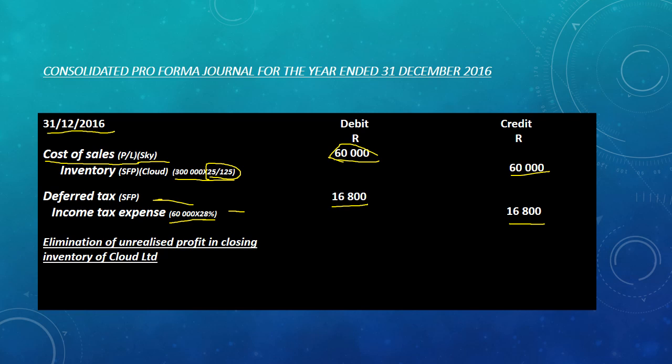Now this process is called the elimination of unrealized profit in the closing inventory of Cloud Ltd. Why is this in the closing inventory of Cloud Ltd? Simply because Cloud Ltd is the company who bought the stock from Sky Ltd at a profit. So the unrealized profit will actually be in the closing inventory of the parent company, since they are the ones who bought the stock which has the unrealized profit.